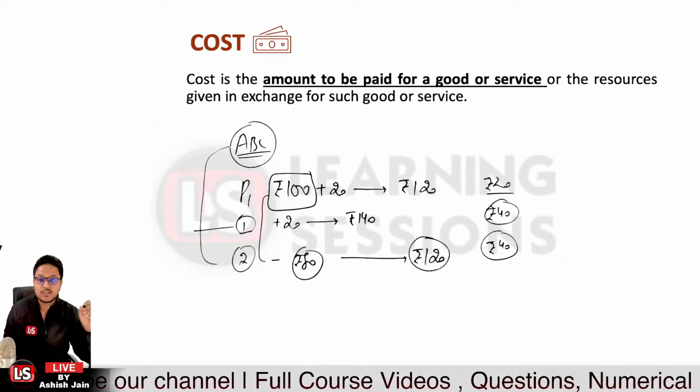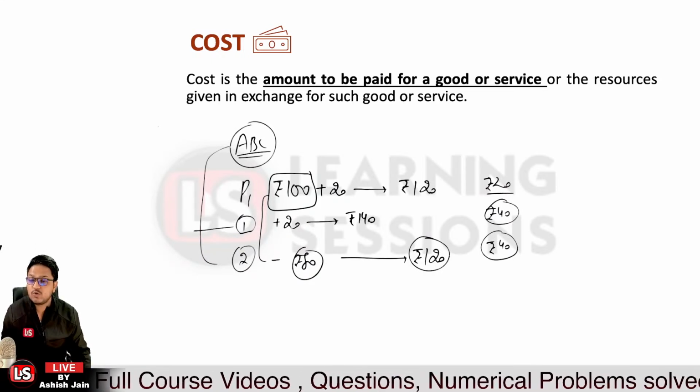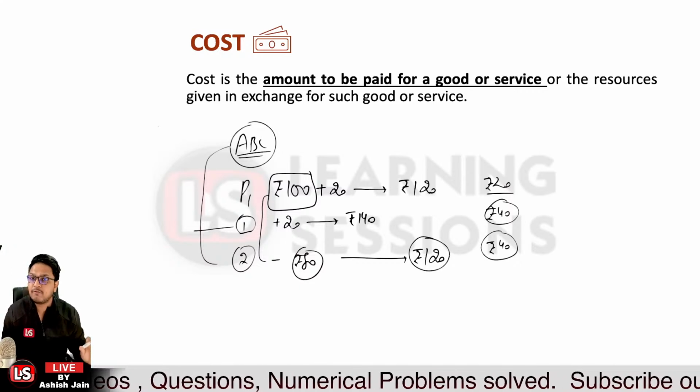So this is how it works. Companies basically reduce their cost in such a manner that they will have the maximum profit.